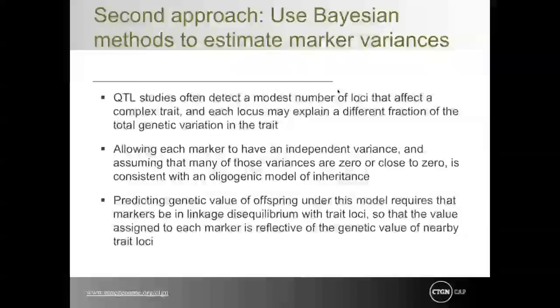An alternative approach to genomic selection, consistent with the oligogenic model of inheritance, is to allow each marker locus to have an independent variance, but to assume that most of those variances will be 0 or close to 0, while only a small subset of markers have variances that differ greatly from 0.